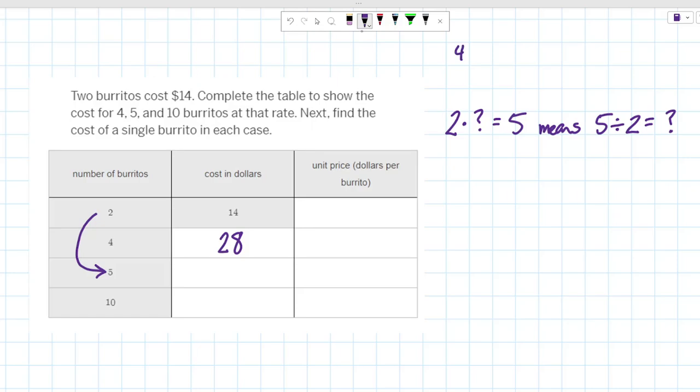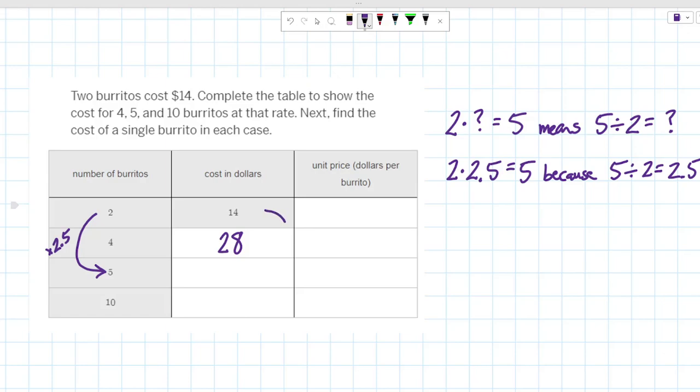Okay, it's kind of like, for an example, 4 times 6 equals 24, because 24 divided by 6 equals 4. So we're using similar reasoning here. So what is 5 divided by 2? That's 2.5. So 2 times 2.5 is equal to 5, because 5 divided by 2 equals 2.5.